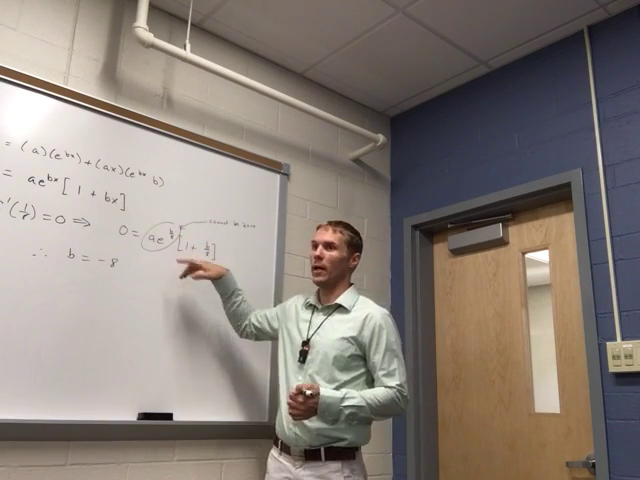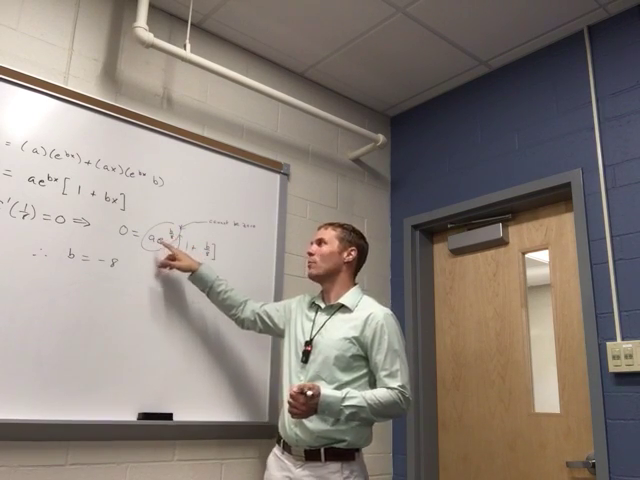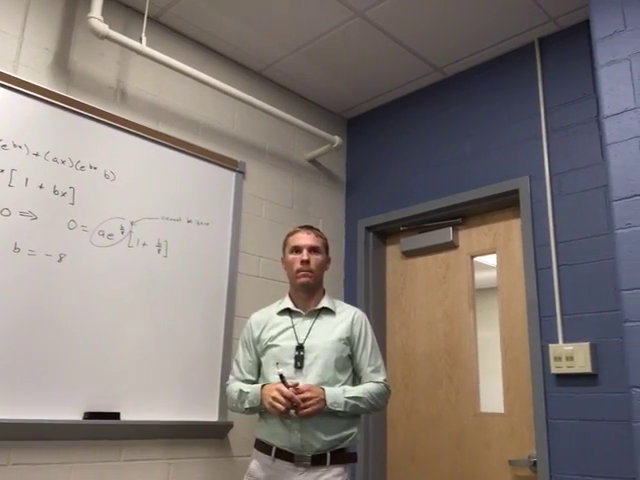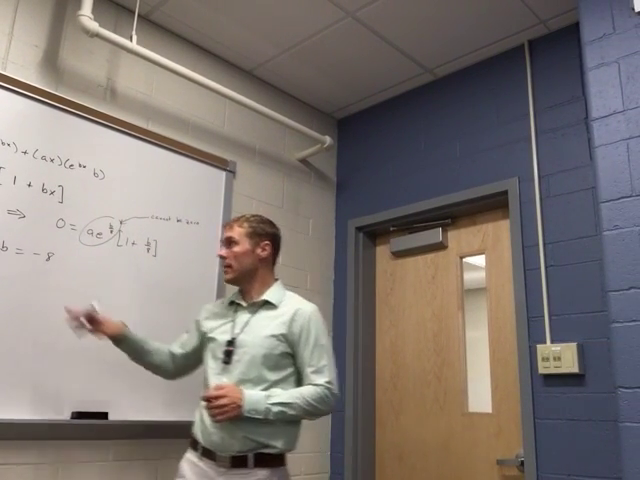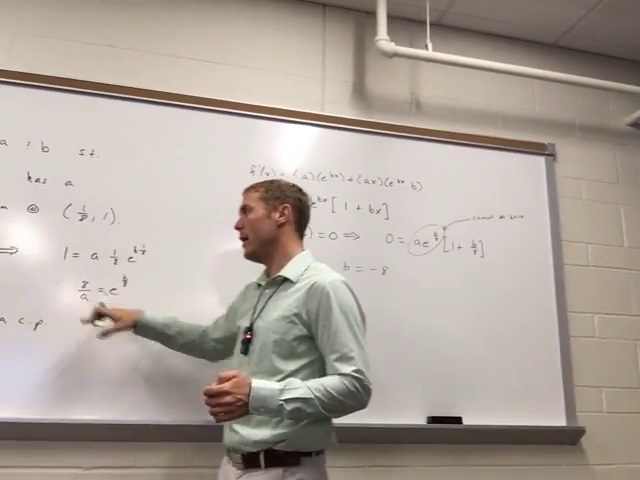A e to the b over 8, yes. It's a times e to the b times 1/8, which I wrote as b over 8. This information solves half the problem. The other half can now be solved from right here.